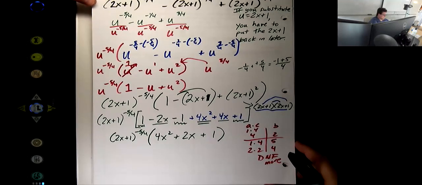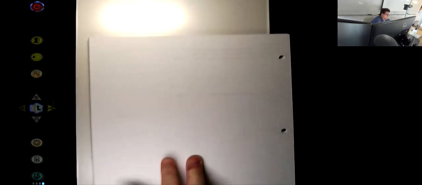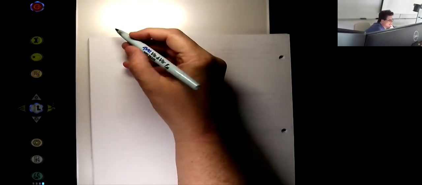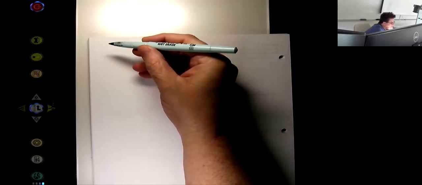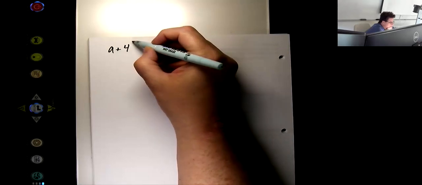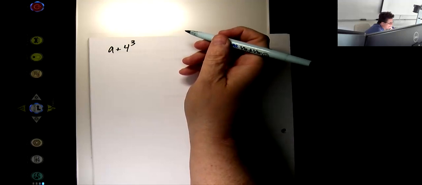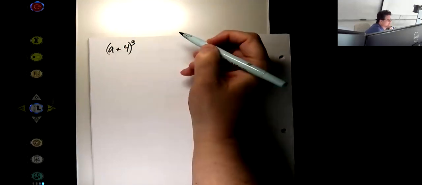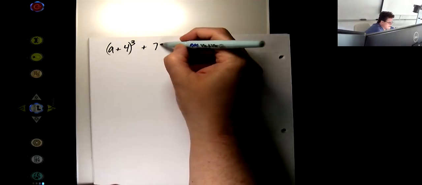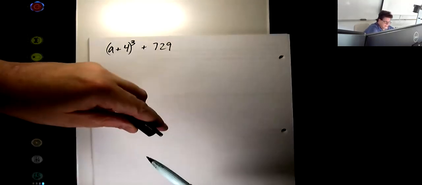Yeah, can you show me how to do this one? Hit me with it. (a + 4) cubed plus 729. A, like the letter A? Yeah. A plus 4, like that, plus 729. Okay, that's it? Yeah. Okay.